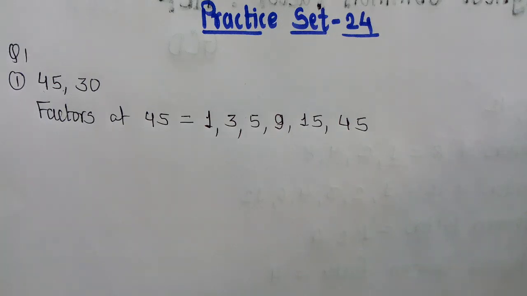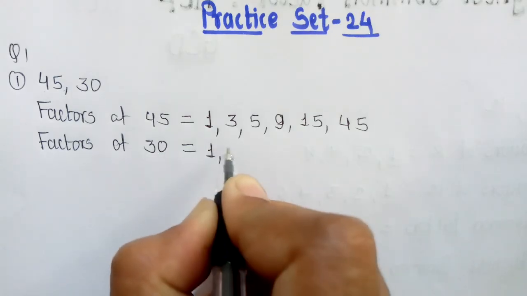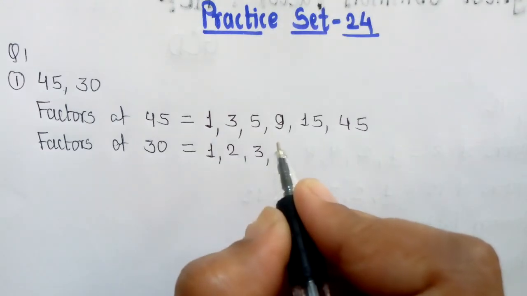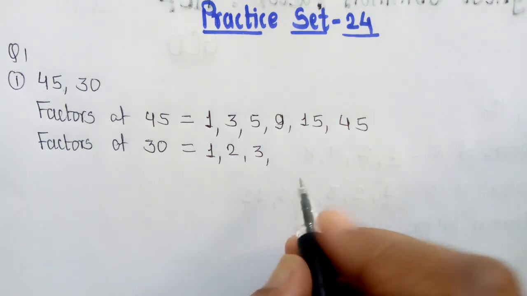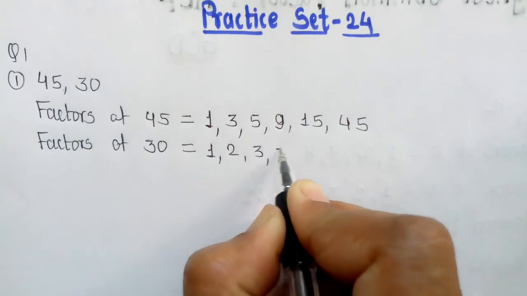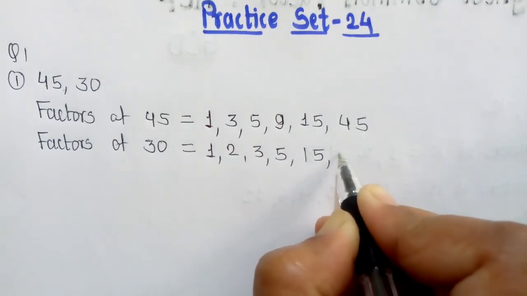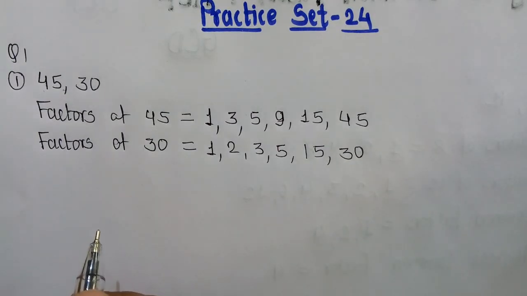Now we will see the factors of 30. First is 1, then 2 is also there, 3 is also there. Is 4 a factor of 30? No, 4 7s are 28 and 4 8s are 32. The next factor is 5 and then 15 and the last factor is 30. Okay. Now we will find out common factors.